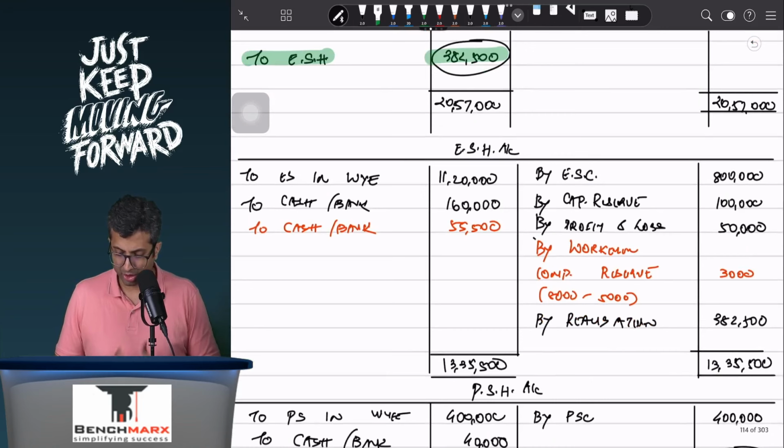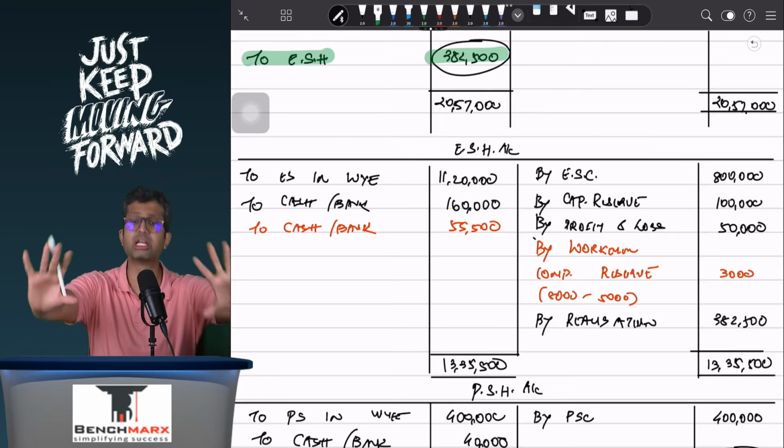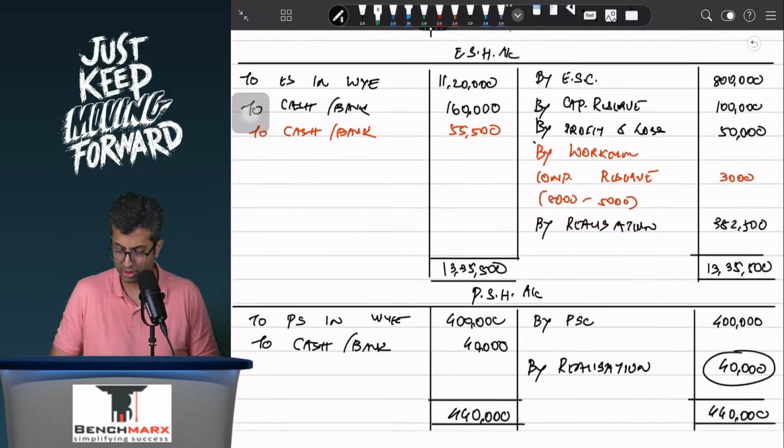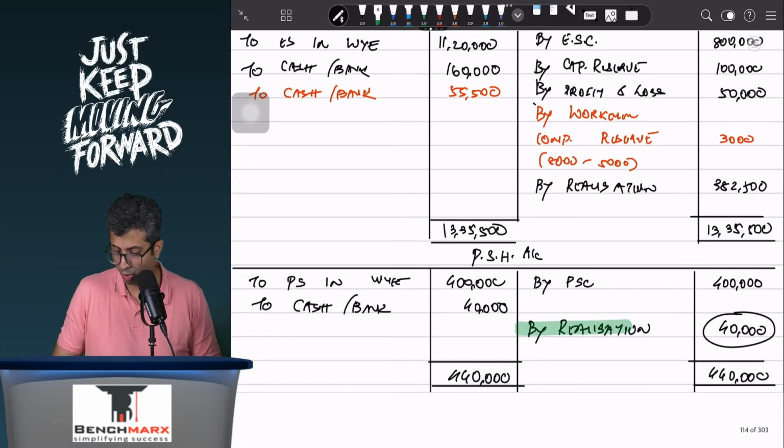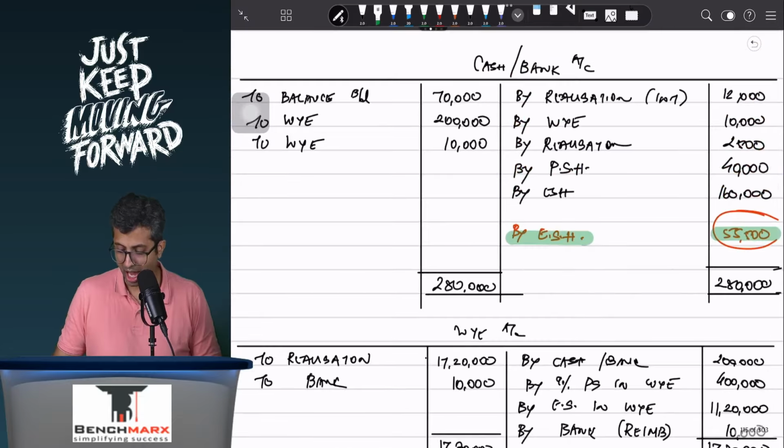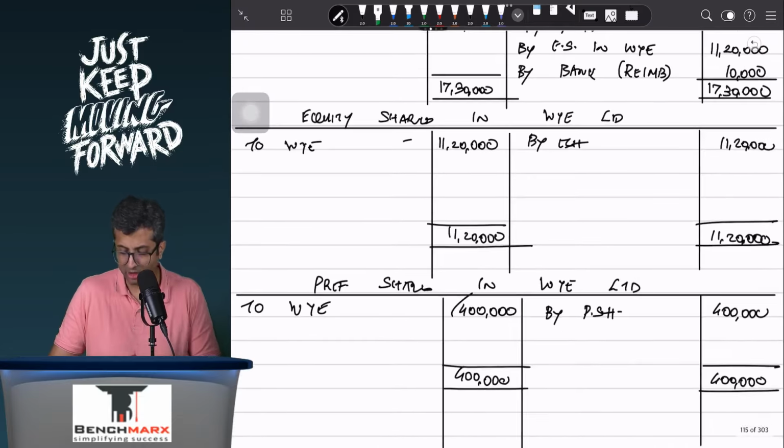When you look at equity shareholders account, all reserves will go. PC is to be discharged. If there's any remaining assets, residual will be paid off to the equity shareholders. Preference shareholders balance will go to the realization account, and all the other accounts will kind of close.